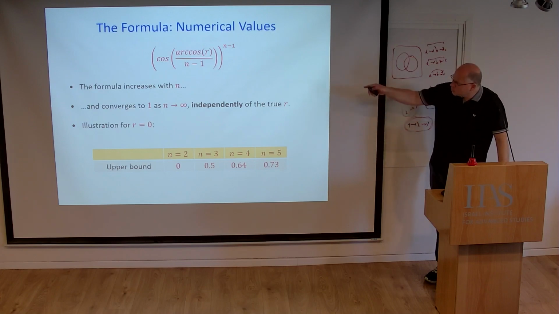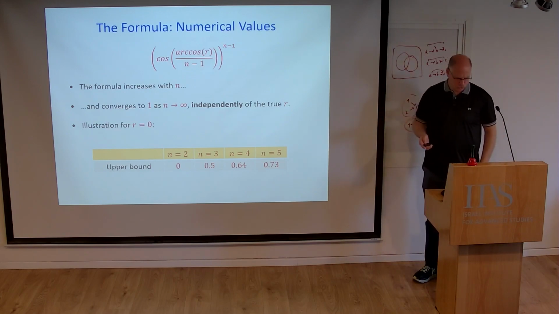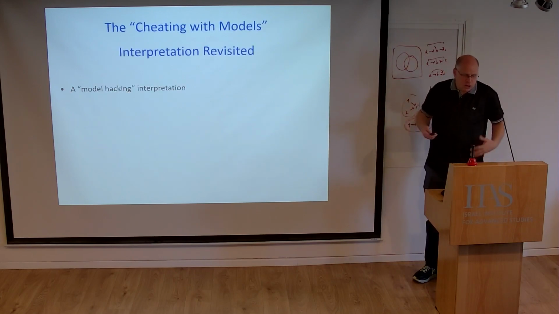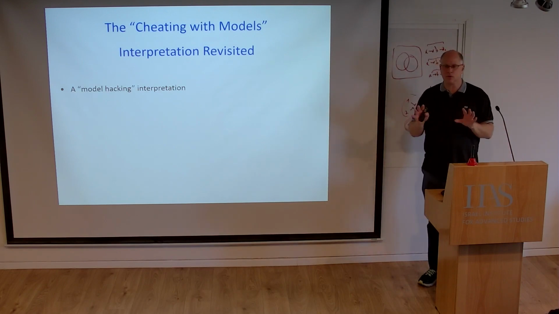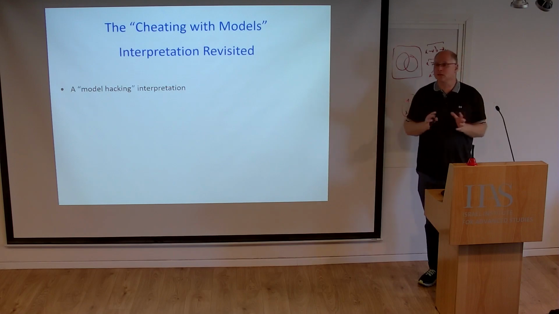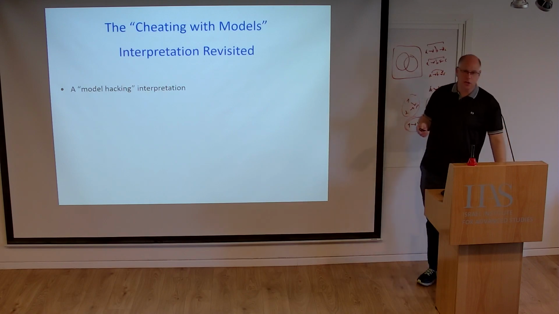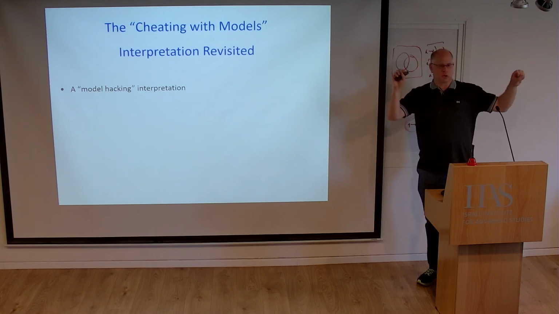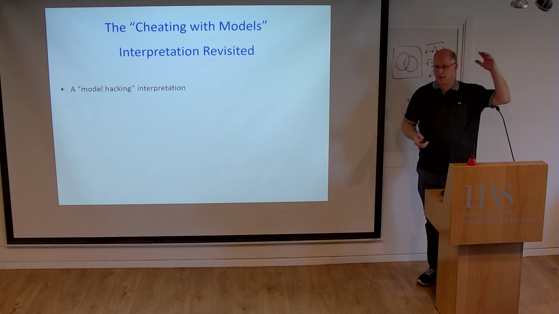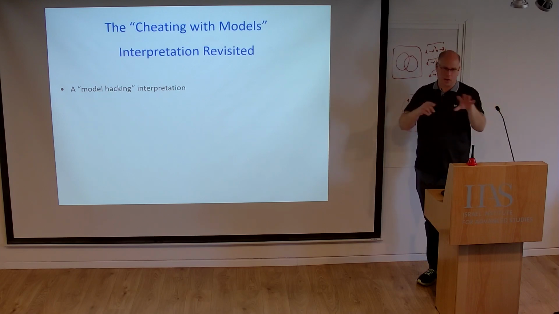When I tell you a few words about the proof, that will be the good place to show that. So the cheating with models interpretation of that would be, again, you don't have to take that interpretation. It could just be viewed as some kind of worst case analysis of this kind of model. But the model hacking interpretation is that there's some researcher. He's trying to convince you that certain two variables are strongly associated, and he has freedom to mess around with the variables that he's going to put into the model, and then how to arrange them.